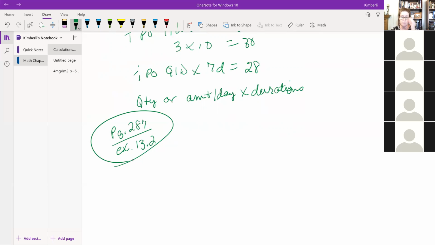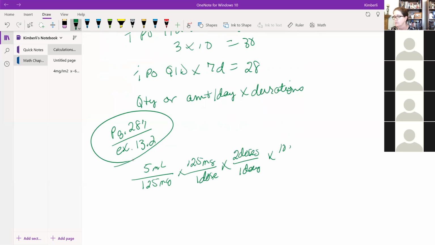So if you look at the bottom of page 287, it shows you 5 mL contains 125 milligrams. They're taking 125 milligrams per dose, 2 doses per day, and they're taking it for 10 days. Okay, so the milligrams cancel, the doses cancel, the days cancel, and you end up with 100 milliliters.